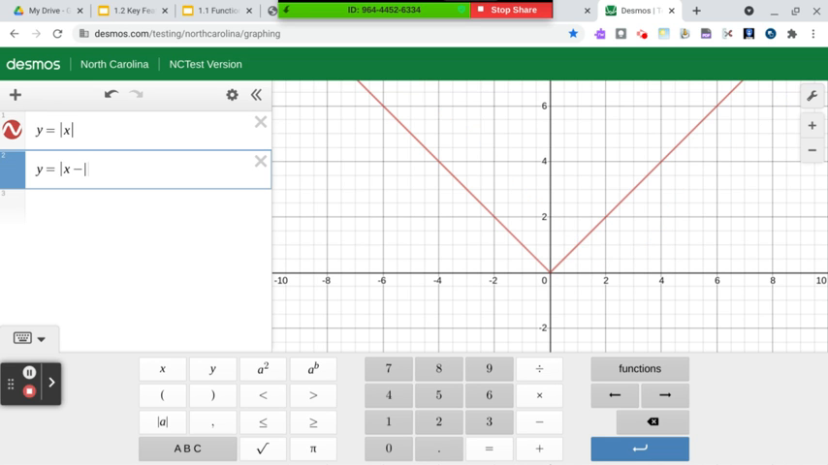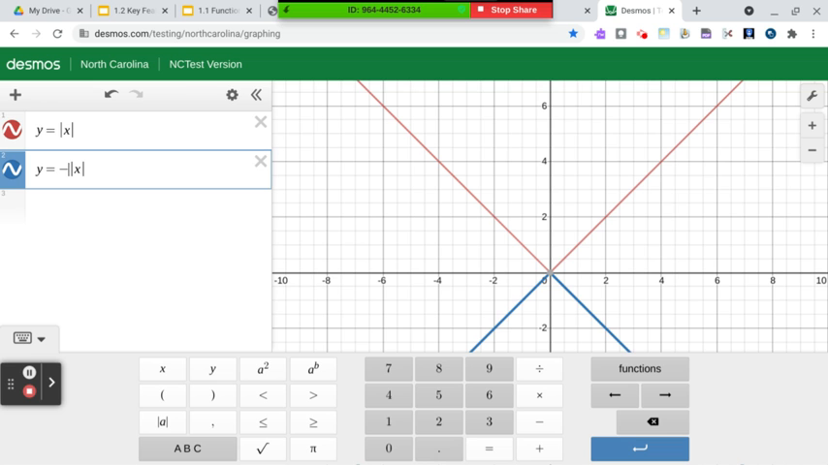Now watch this. What if I went outside of the bars and did minus 2? Where does it go? Down, because that's not attached with the x. Now, what about if I put a leading negative? What happens? Yes, it's an x-axis reflection.